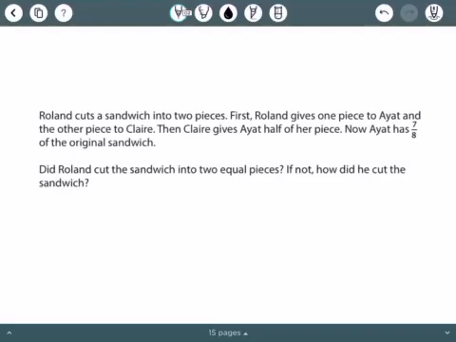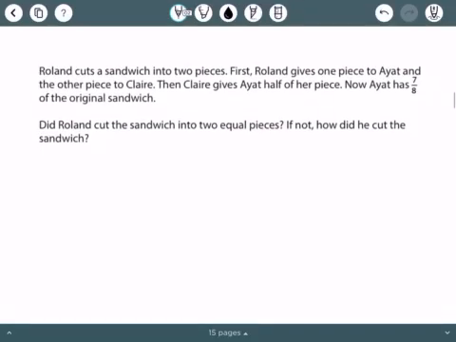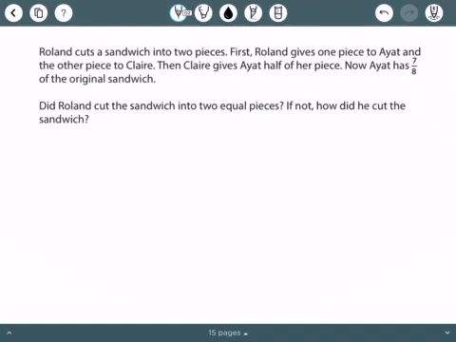We've got a problem here, and we'll read through the problem and then we'll have a go at answering it. Roland cuts a sandwich into 2 pieces. First, Roland gives one piece to Ayat and the other piece to Claire. Then, Claire gives Ayat half of her piece. Now, Ayat has 7/8 of the original sandwich.